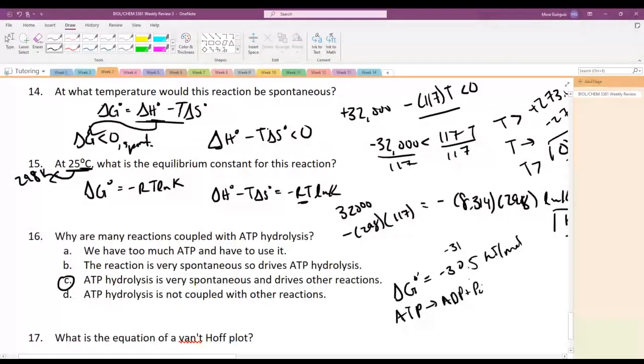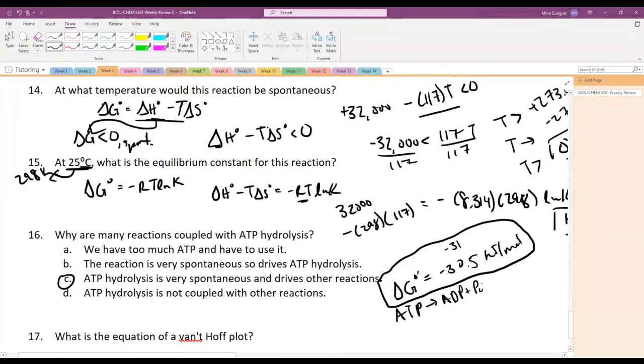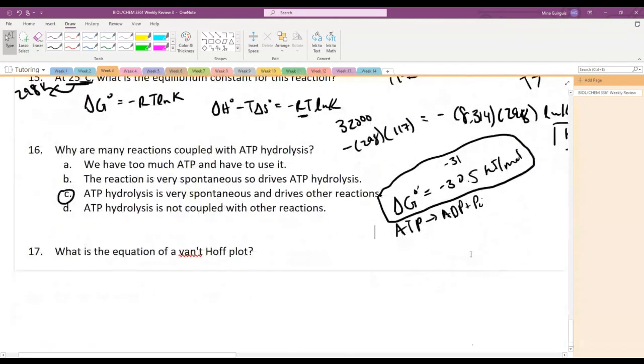Okay, this is a number I strongly encourage you to remember, either 30.5 or 31, because I've seen this asked before. So just keep that in mind. It's a very, very spontaneous reaction. So when you have a reaction that's got a delta G of positive 20 or positive 5 or positive 10 or whatever, coupling it with ATP hydrolysis will make the net reaction very spontaneous, and it'll really help. It helps a lot of our biological processes move on.